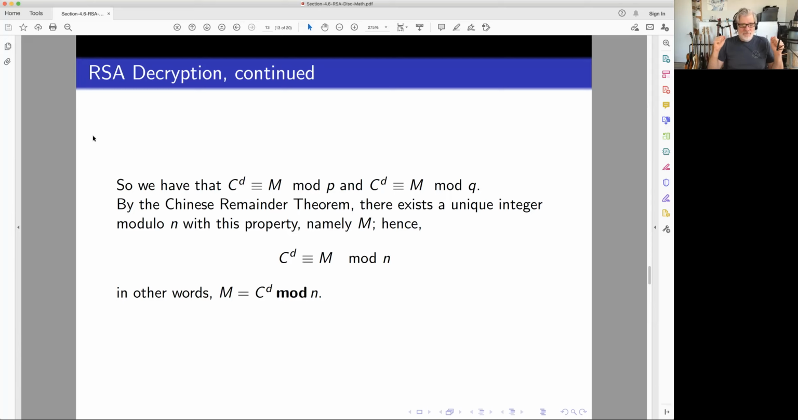So that's the proof that RSA works, except if you were really unlucky and you wrote down a message, if you're Alice, you're sending a message and P or Q or both happen to divide your message. But in fact, it still works. It's just the argument is different. So let me just add that for completeness' sake.